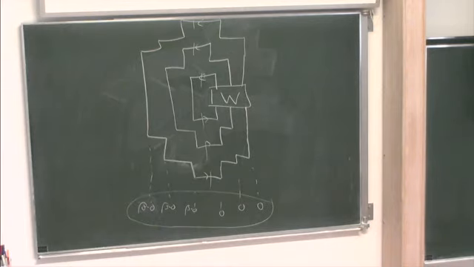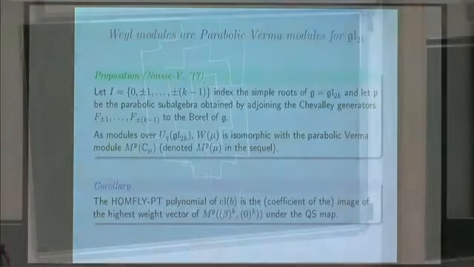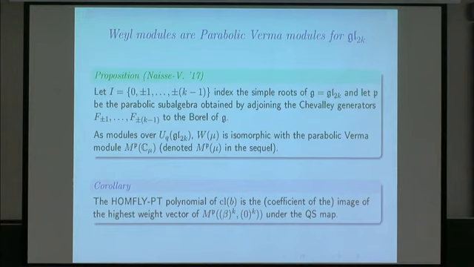So now you can rephrase again Queffelec and Sartori's results, saying that the HOMFLY polynomial of the closure of a braid is the coefficient of the image of the highest weight vector in this parabolic Verma module under the QS map. So I'll make Queffelec and Sartori short and just say QS. I hope you don't mind. Simpler. Okay, good.